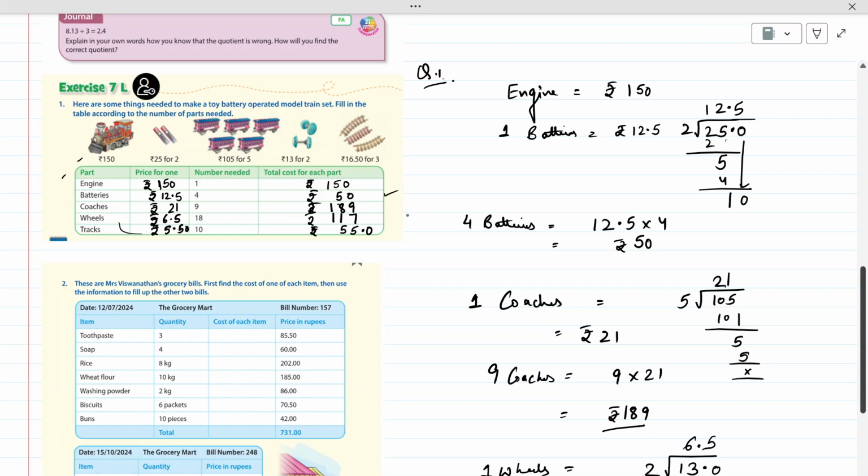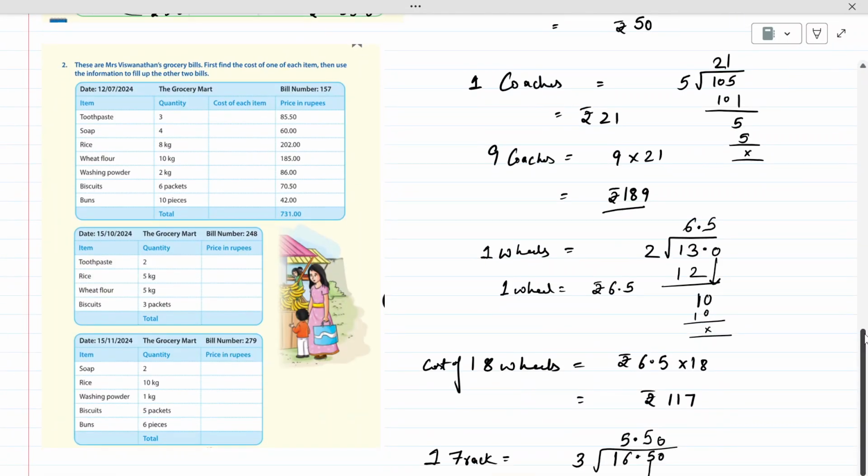numbers. Easy. Now, the second question, kids, I'm giving as homework, but I'm telling you how we have to do it. So it says these are Mrs. Vishwanathan's grocery bills. Find first the cost of one of each item and then use the information to fill up the other two bills. Okay. So like how we have done this train set question, where for every part we have found the cost of every part for one item, and then we have multiplied for the total number of parts required. In the same way you have to do here.